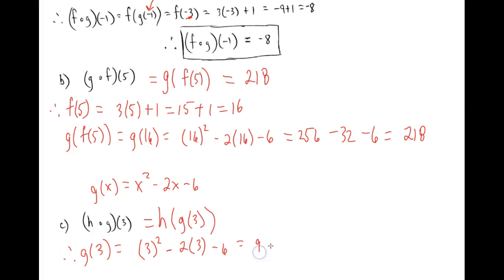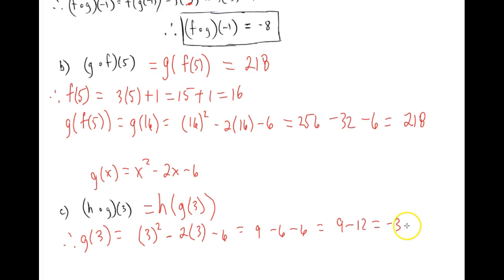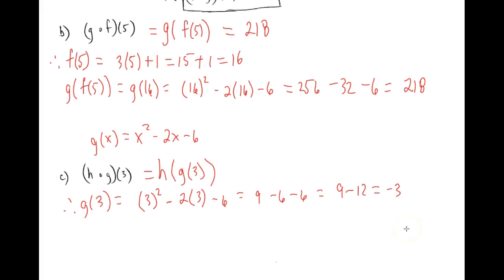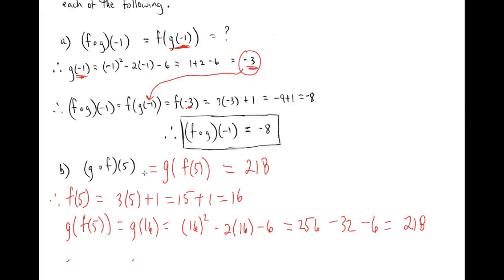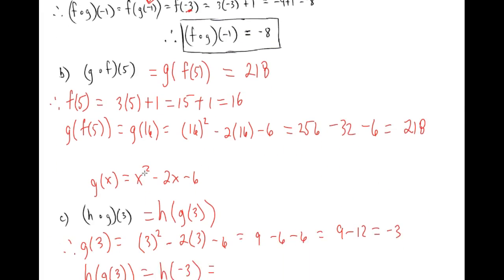Of course, this is 9 minus 6 minus 6, which would be 9 minus 12, which would be a negative 3. So now we know that g of 3 is a negative 3. So h of g of 3 will be h of negative 3. And of course, we have to remember what h is, so we'll go back up here right quick. So our h was x cubed.